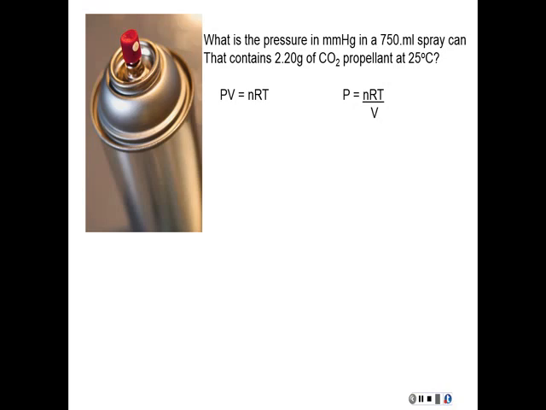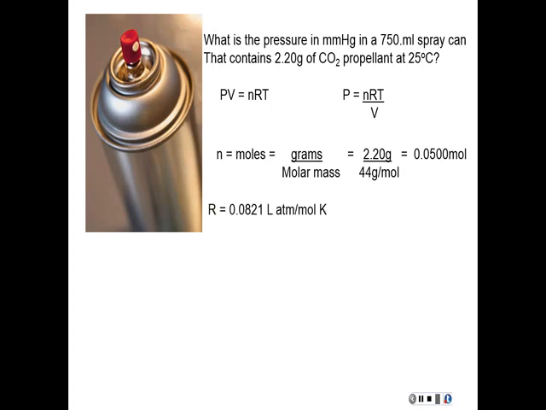Now n is moles, so I'm going to have to convert my 2.20 grams of CO2 to moles. So moles would be grams divided by the molar mass. Molar mass of CO2 is 44, and that gives me 0.0500 moles. So I'm keeping 3 significant figures. Now R is the gas constant, so I already know that. Here it is here. Now temperature, I need 25 centigrade converted to Kelvin, so I just add 273 to that. And I need the volume in liters. I'm going to have to convert 750 milliliters to liters.